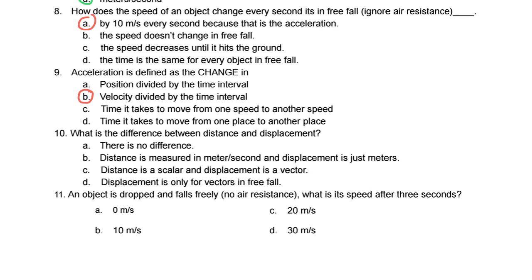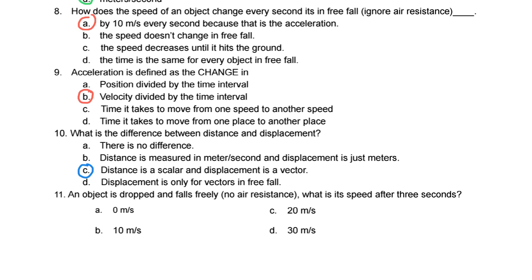What is the difference between distance and displacement? So we should just automatically key in distance is a scalar, displacement is a vector. So A can't be right. There is a difference. Distance is measured in meters per second. Displacement is just meters. No, that doesn't sound right. Distance is a scalar and displacement is a vector. Yes, that sounds right. Displacement is only for vectors in free fall. No, we can use displacement for any type of movement.